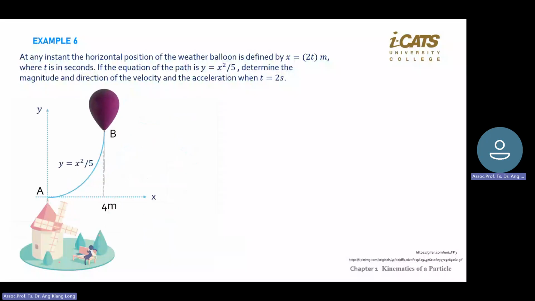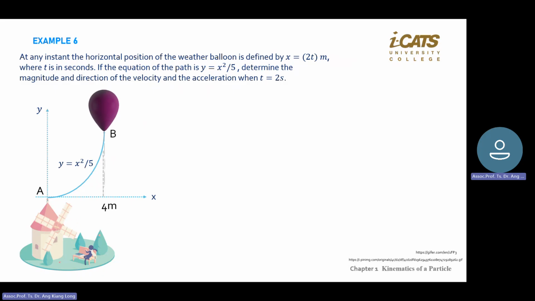Okay, we go for a tutorial question. So let's say you release a weather balloon, and the balloon's horizontal position, which is the x position to the right, is given by x equal to 2t. And then the y position is given by a quadratic equation, y equal to x squared divided by 5. Determine the magnitude and direction of the velocity and acceleration when you release the balloon, after 2 seconds.